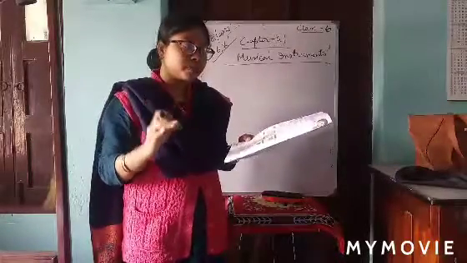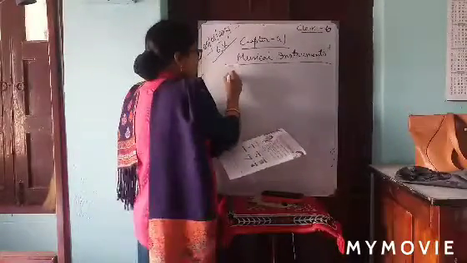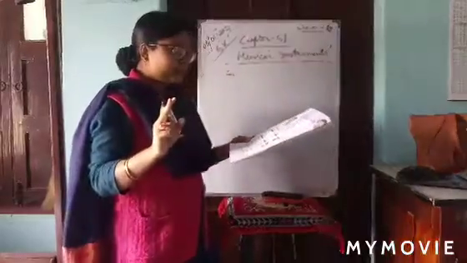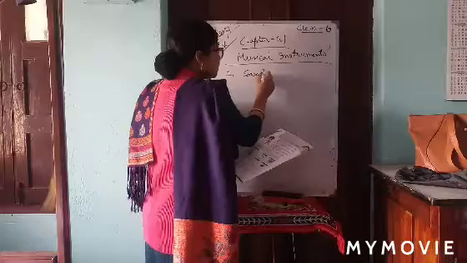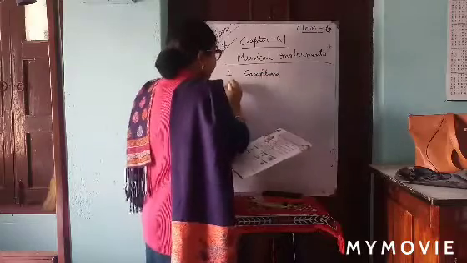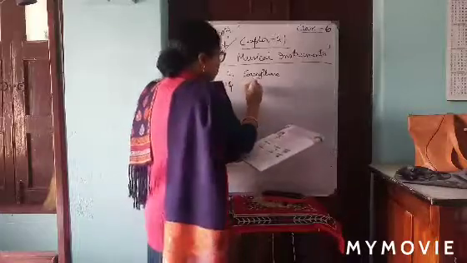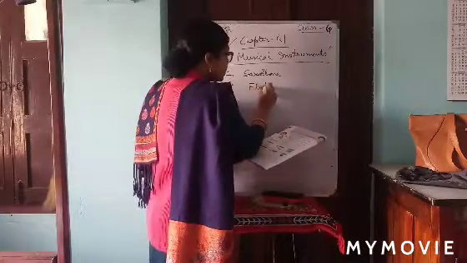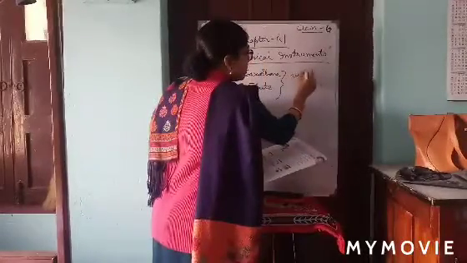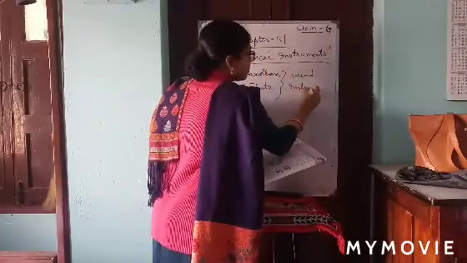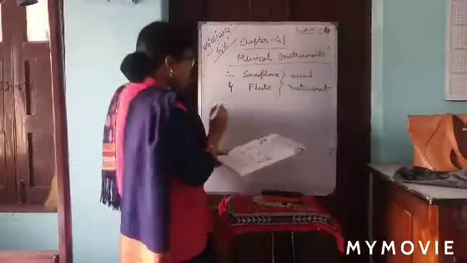You see, by the picture we will write. So first one, in the wind instruments you can see 2 are there, 1 and 4. First one will be saxophone. Clear? Number 4 will be flute. These 2 are known as wind instruments. Clear? Wind instruments.